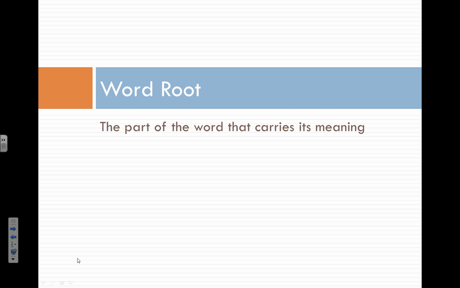First of all, a word root is what it sounds like. It's the part of the word that carries its meaning. A good way to think of a root is to think of a tree or a plant. After all, a tree has roots, and a tree grows up from the roots and it has leaves. So you can think of one root creating multiple different words. So it's the core part of the word that carries meaning. Remember, you can pause if I go too quickly for you.